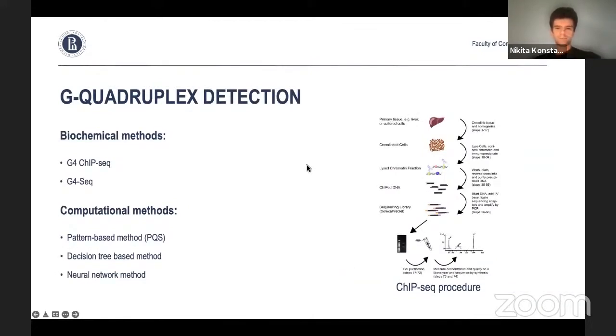Firstly, let's start with G quadruplex detection methods. There are several biochemical methods to detect G quadruplexes. As Pavel said, there are G4 ChIP-seq and G4-seq methods, and there are some computational methods, like pattern-based methods, methods based on decision trees, and some neural network methods. However, there is still a way to improve these methods, because the accuracy of these computational methods could be improved.